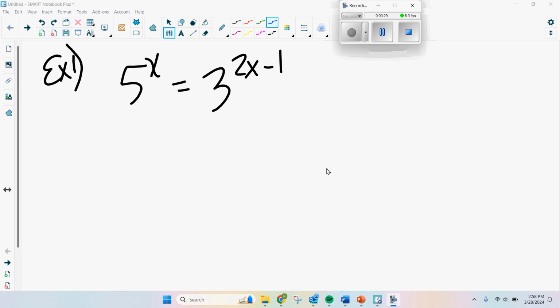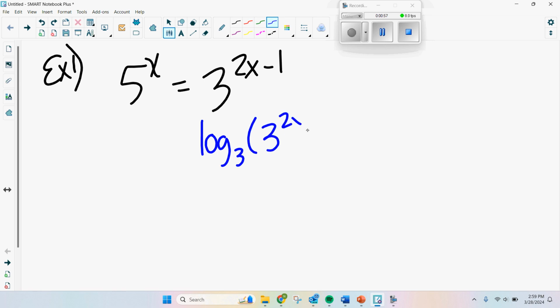What I could do is take the log of both sides. There's different ways you could do it. You could take a common log, you could do the natural log. You can do the log of any base, but if we're being kind of smart about it, it probably makes sense to take the log of a base of one of the ones that are here, like log base 5 or log base 3. I'm thinking I'm going to do log base 3 because that one has the more complicated exponent.